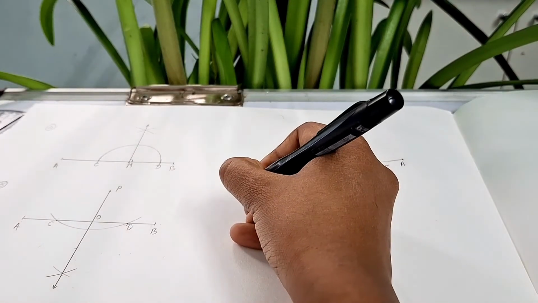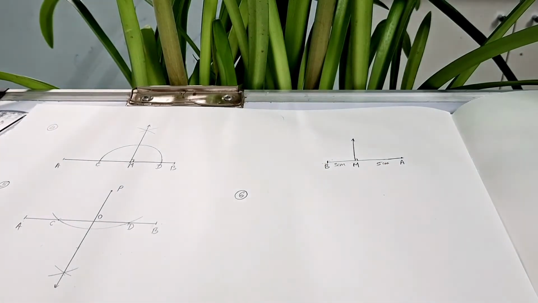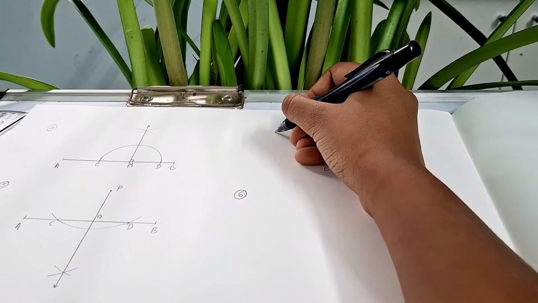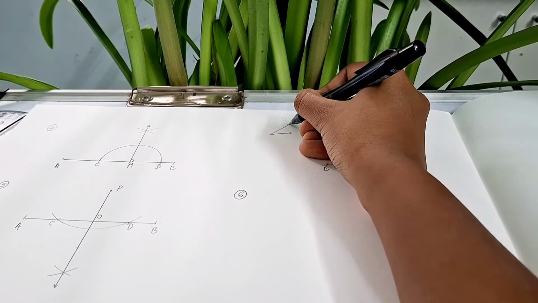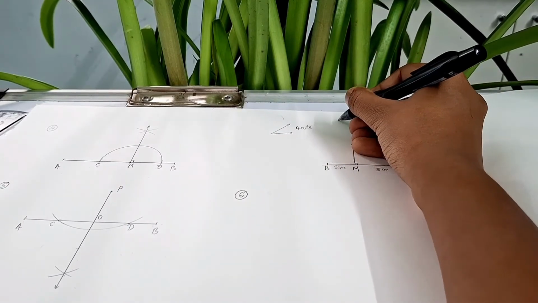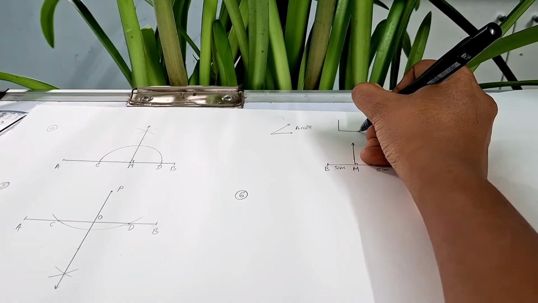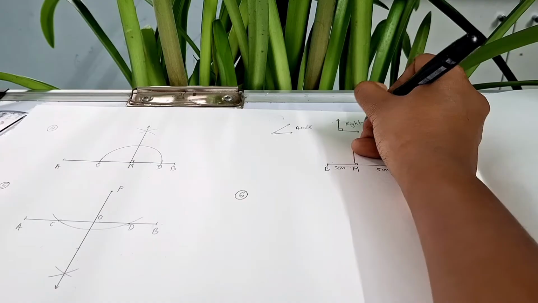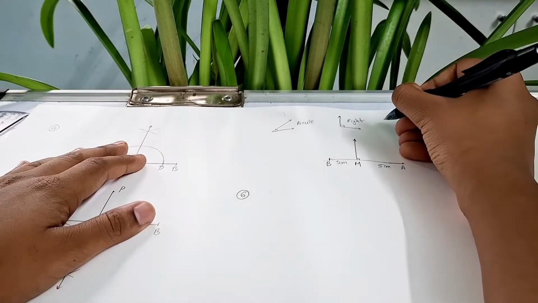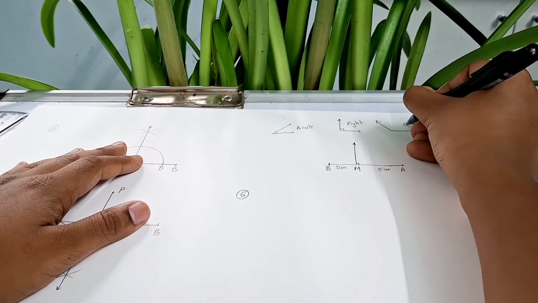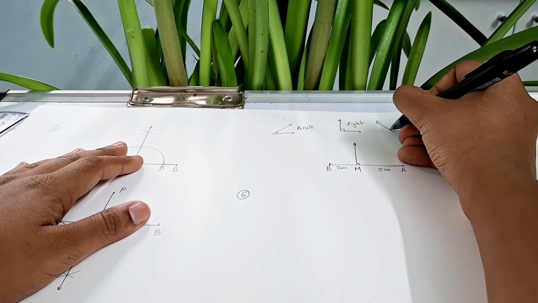Now let's move to construction number 6. Here we start with angles. So I will briefly explain about angles. An angle less than 90 degrees is called an acute angle. An angle which is 90 degrees in measurement is called a right angle, and an angle which measures more than 90 degrees is called an obtuse angle.